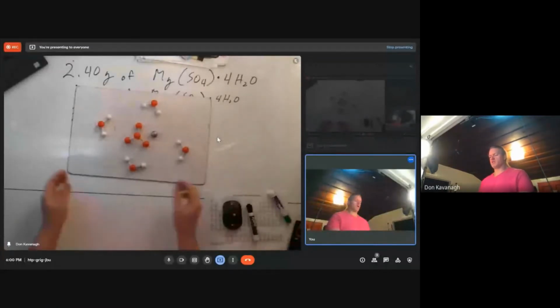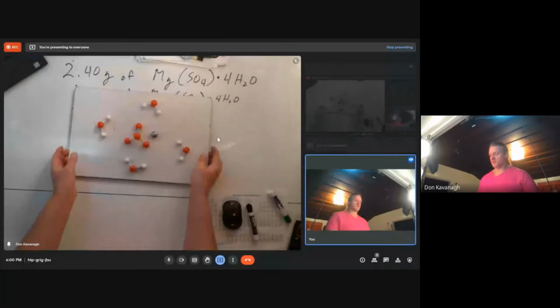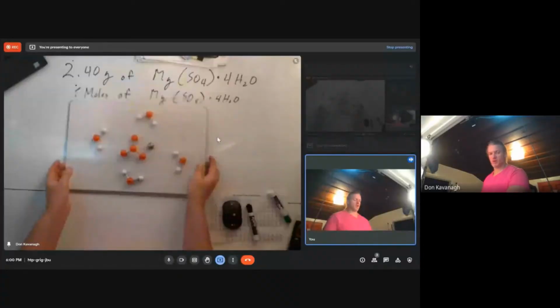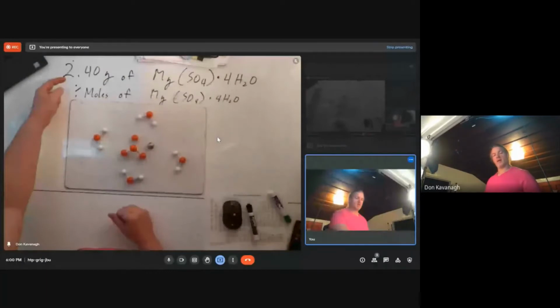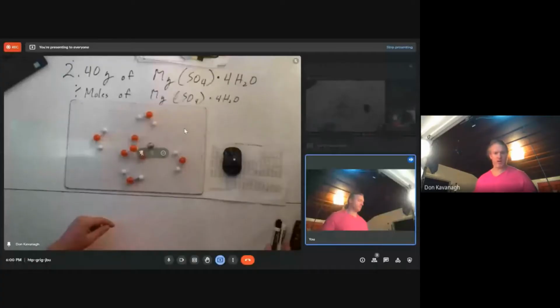Our first question is asking how many moles of this stuff do we have here? We're told the grams, and we're asked to calculate the moles. Bada bing, the periodic table, the elemental masses contain the grams per mole of all of these things. So let's add them all up to find out how many moles. We get the molecular weight of magnesium sulfate with 4 waters on there. I'm going to round these a little bit here.